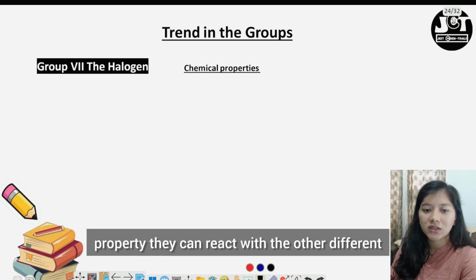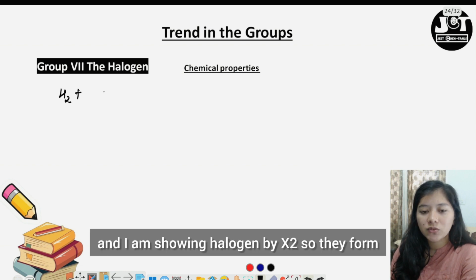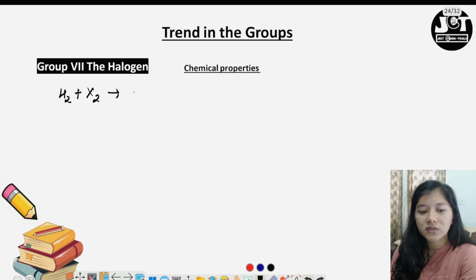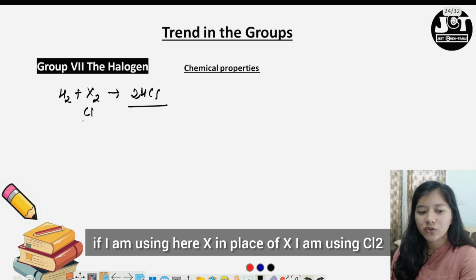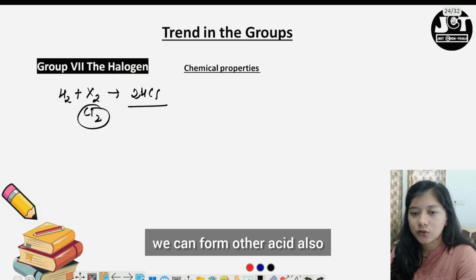They can react with different elements, like they can react with H2, and I am showing halogen by X2. So they form compounds like HCl, right? And this is hydrochloric acid. If I use Cl2 in place of X2, we can form other acids also.